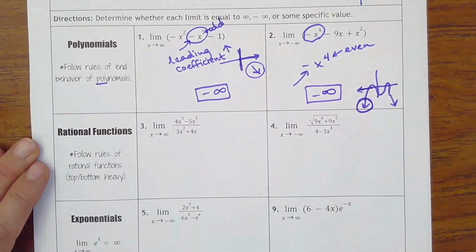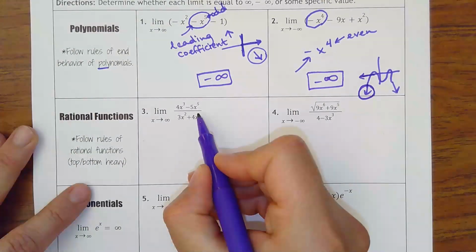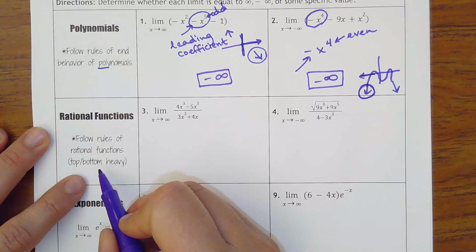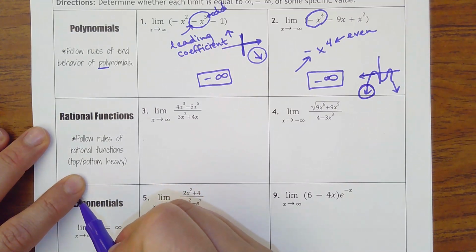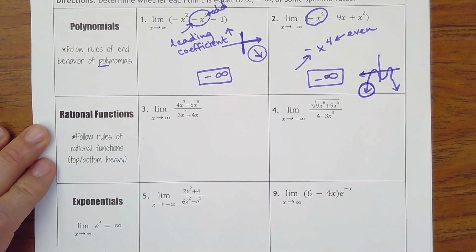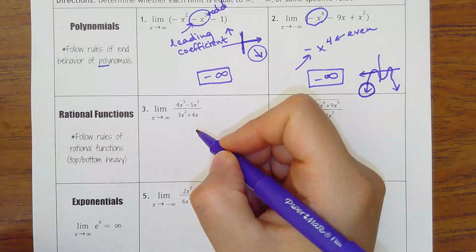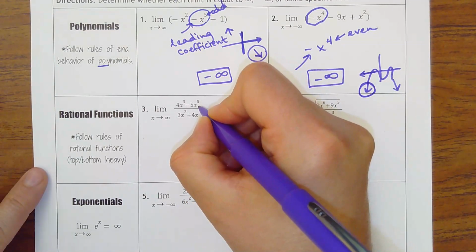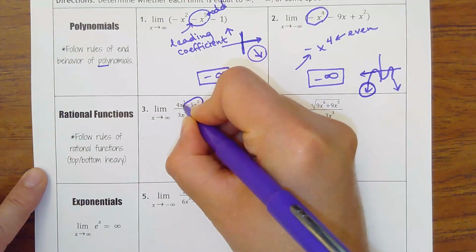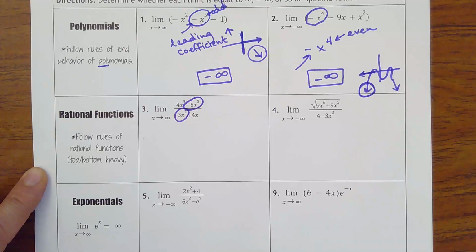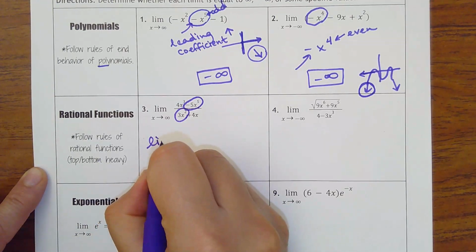Okay, then we go on to rational functions. These are the ones that have fractions. We follow the rules of rational functions. Remember, if it was top heavy, bottom heavy, or if the exponents matched, that meant that the coefficients got divided. Those are the rules of finding horizontal asymptotes of rational functions. We're doing the same thing. So all I'm going to do is circle what is the highest on the numerator. So the one that matters most is the x to the fifth over the 3x squared. So I'm going to circle those. I'm going to write it again.